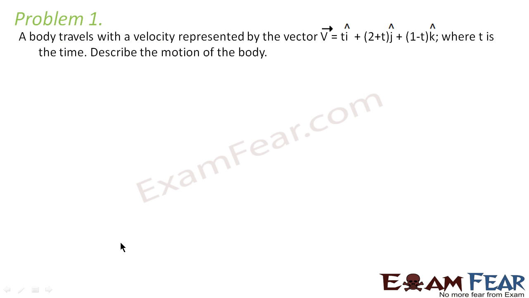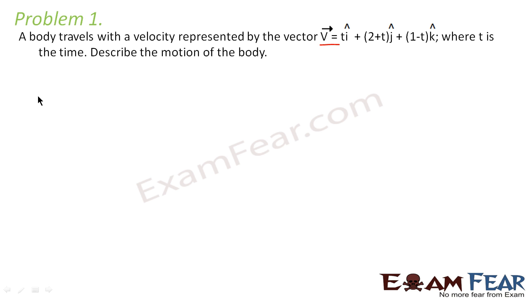So let us look at the problem. The problem says a body travels with a velocity represented by the vector v is equal to t i cap plus (2 plus t) j cap plus (1 minus t) k cap, where t is the time. Describe the motion of the body. So how can we describe the motion of any body? If we know the velocity, the displacement, the acceleration, we can describe the motion of the body.